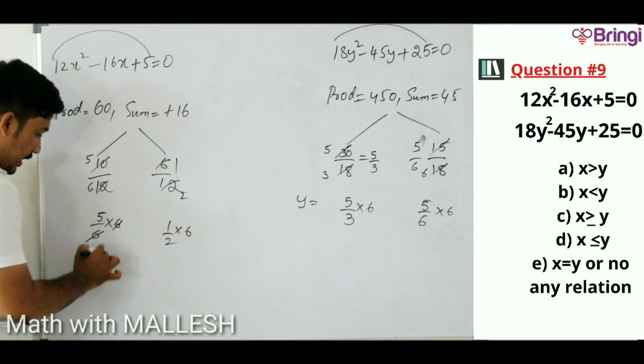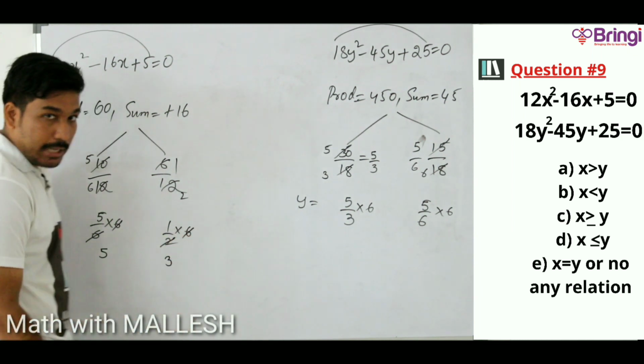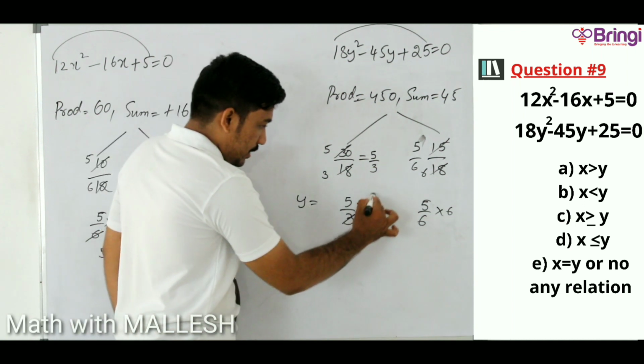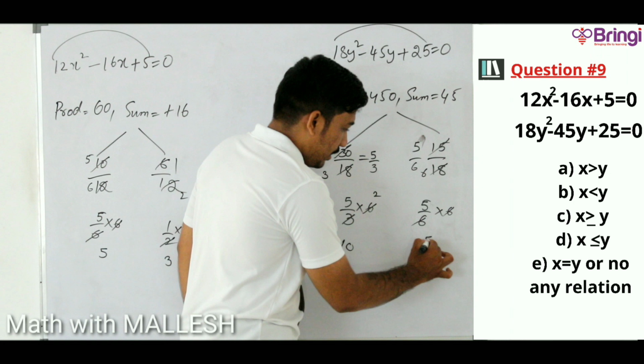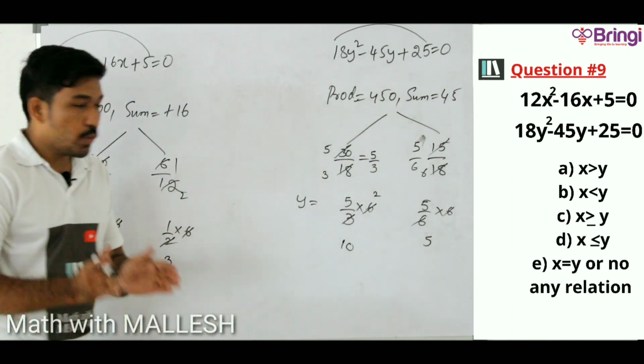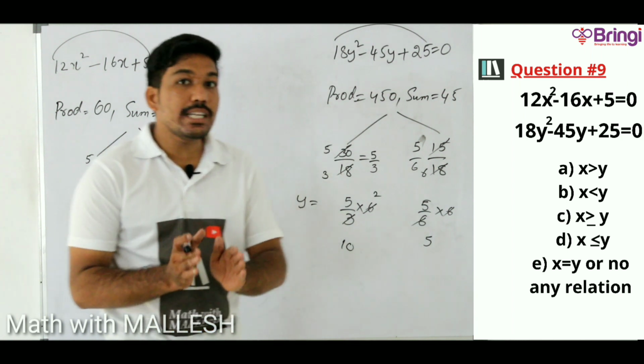Now 6 and 6 cancel. 5, 2 times 6, 3 times cancel, 3 times 6, 2 times cancel, 10 will come, and 6 times 6 cancel, 5 will come. So what are the answers? 5, 3, 10, 5. Now give the rankings.